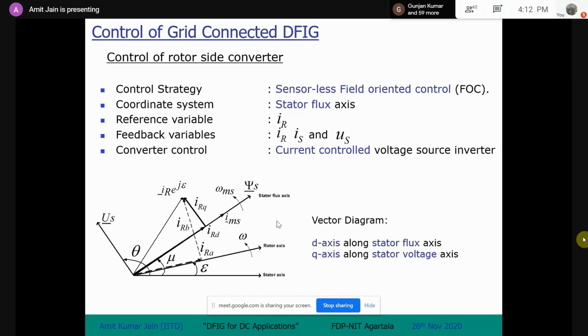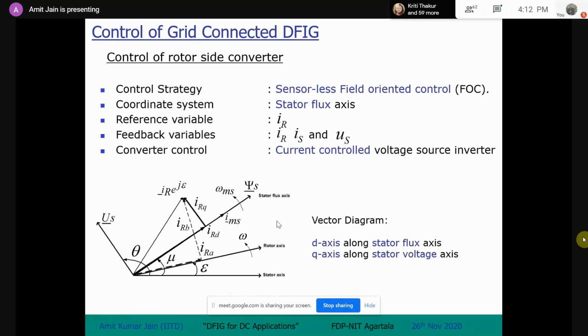Omega s minus omega m. So I think somewhere we have seen that omega r is equal to omega s minus omega m. Omega s is 50 hertz, and if omega m varies, then omega r also has to vary.